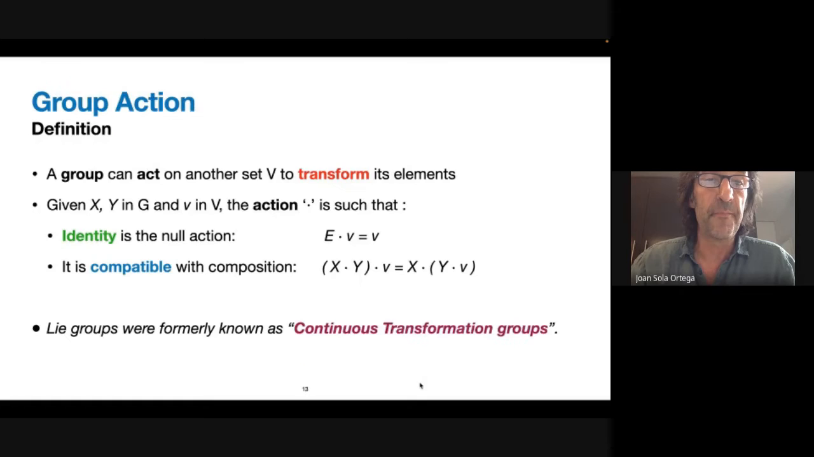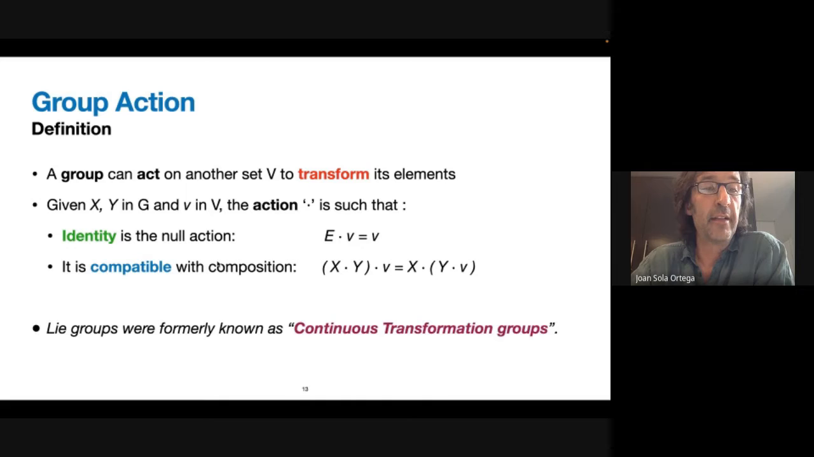Abstractly, we have the definition, and we can introduce the action of this group. A group can act on another set V to transform its elements. We have seen this before in an example. So given X, Y elements in G, and v an element in the other set V, the action, which I will draw with the same symbol as before, is such that if you apply the identity of the group to the element, it is not changed. Of course, who would want to define things otherwise?